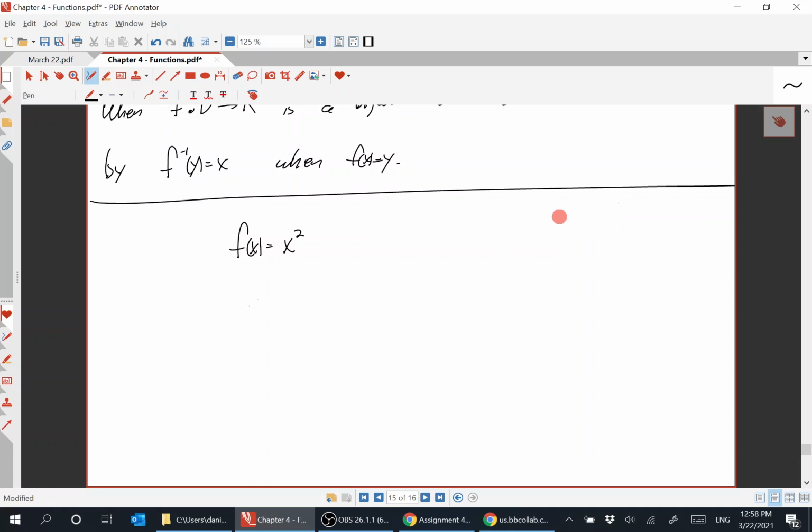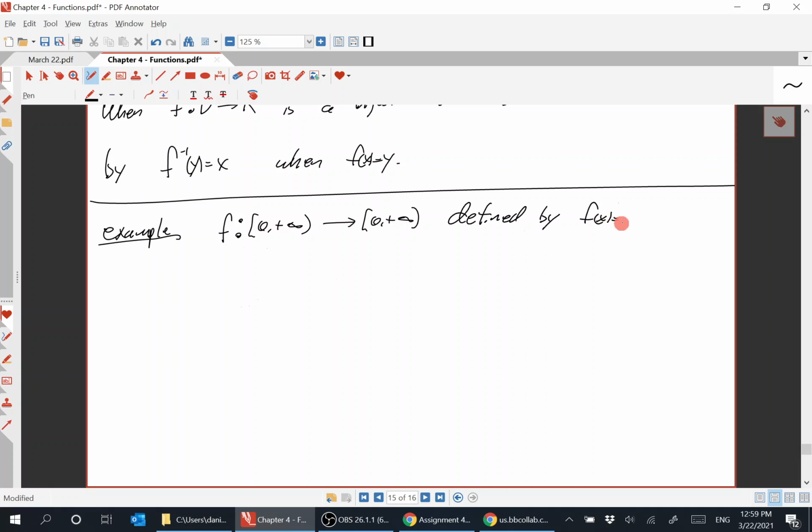So, for example, f from 0 to plus infinity to 0 to plus infinity defined by f of x equal to x squared is a bijection. Why is that? Why is that a bijection?